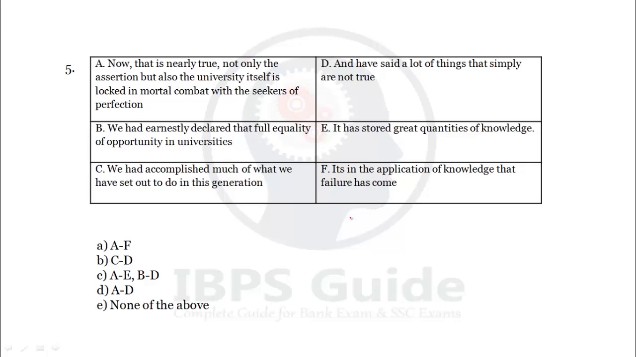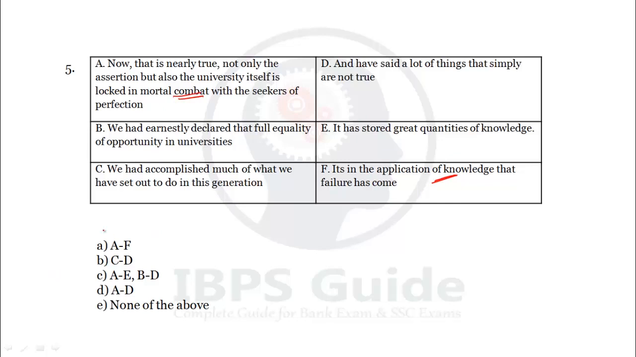Okay. So we have to match which can be the correct option. First option is AF. Now that is nearly true. Not only the assertion, but also the university itself is locked in mortal combat. Mortal combat means a violation with the seekers of perfection. And F is, it is applications of knowledge. If there will be combat, there will not be any application of knowledge. So A and F are contextually not a correct sentence.